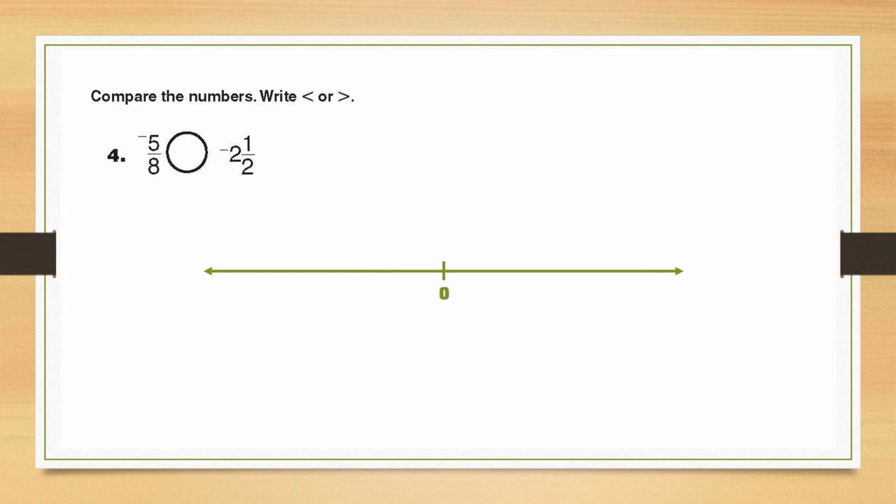Question number 4. -5/8 compares to -2 and 1/2. So both of these numbers are going to be to the left of 0. -5/8 will just be 5/8 of a unit away from 0, and -2 1/2 will be even further away from 0. -5/8 will be to the right of -2 1/2, so it is a larger number.